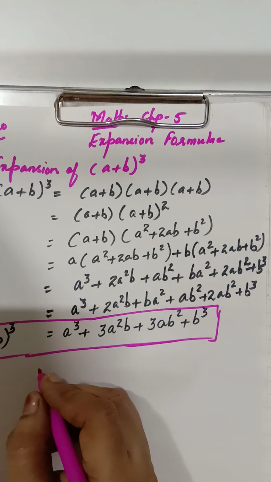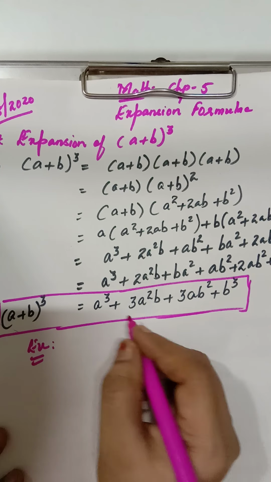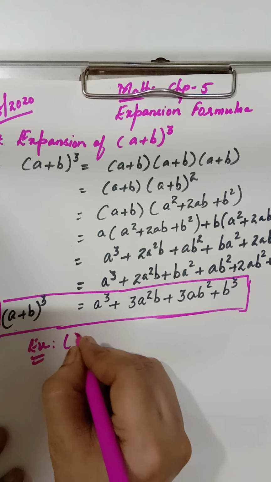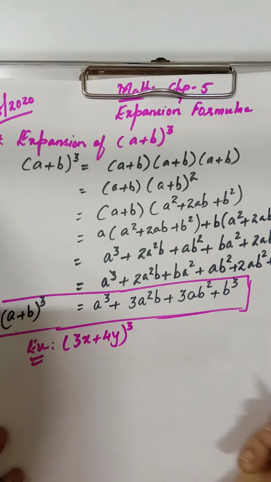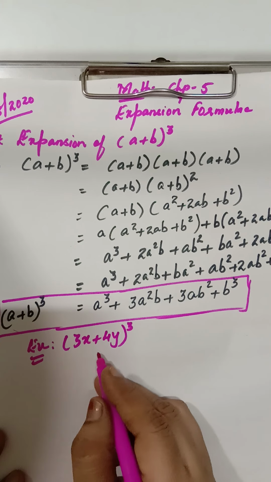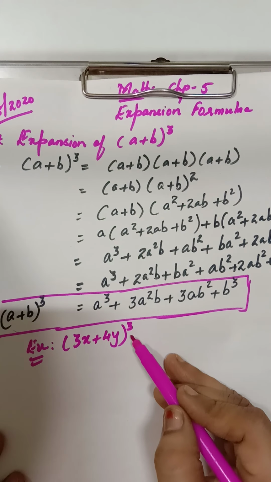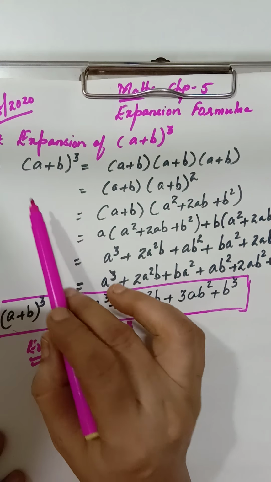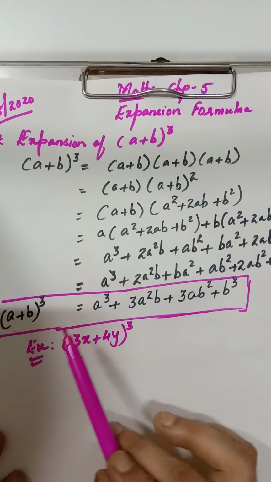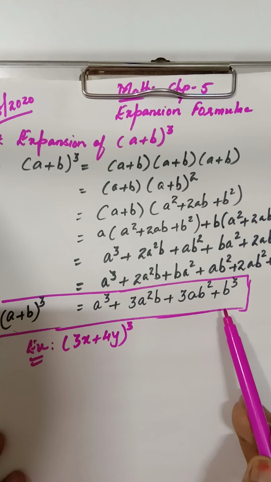Suppose I am taking an example. Now we need the expansion of (3x + 4y) the whole cube. What will you do, see children? Since it is a cube, and in between is a plus sign, you will use which formula? (a + b) the whole cube. And what is (a + b) whole cube? a³ + 3a²b + 3ab² + b³.